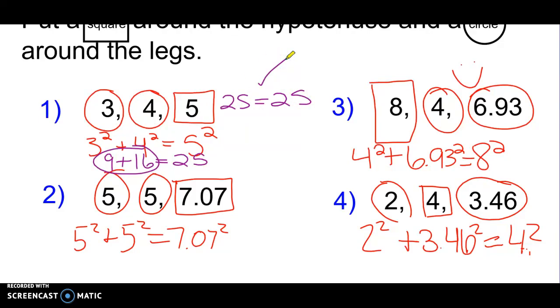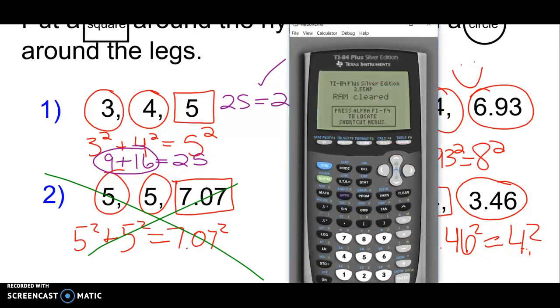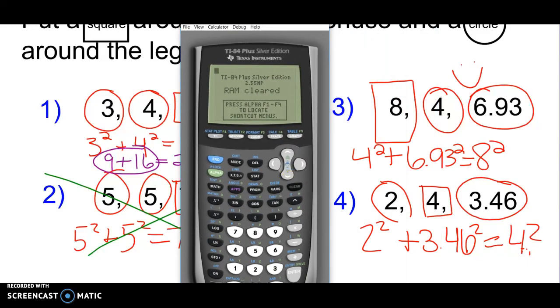Try that out on 2, 3, and 4 and see if the Pythagorean theorem works for the rest of them. So that one did not work. On number 3, if I put this in my calculator and compare the left side to the right side, so if I do 4 squared plus 6.93 squared and hit enter, what do you get for the left side? 64.0249. And then what is 8 squared? That's the other side of the equation. Not exactly 64. It has to be perfect.